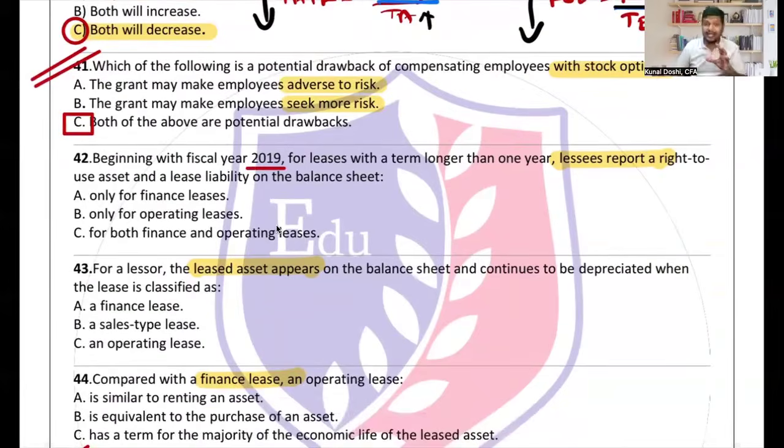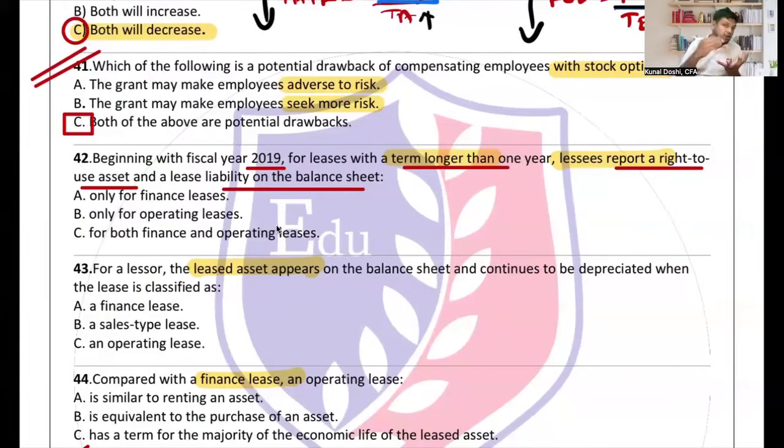Beginning with fiscal year 2019, there was a new edition of the lease standard, where leases with a term longer than 1 year are reported on the balance sheet as a liability. Leases of less than 1 year are not reported on the balance sheet, they are expensed. So leases report a right of use asset and a lease liability on the balance sheet, right? Starting 2019, IFRS and US GAAP have almost merged their treatment of leases. So whether it's a finance or operating lease, any lease greater than 1 year will report both.